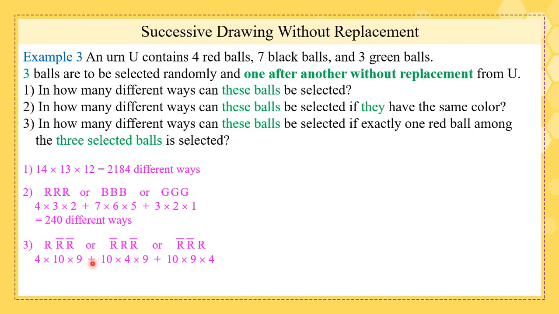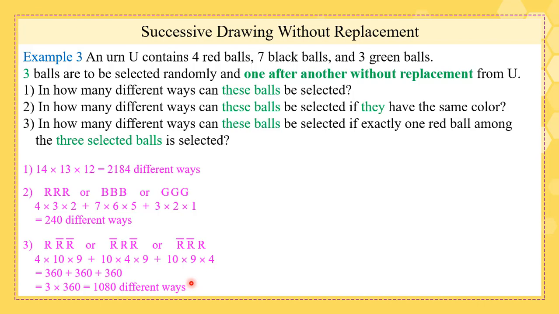Now OR, which is a plus. The first ball could be non-red, so 10. The second one is red, which is 4, and the third is non-red, which is 9. And similarly for the third case. And this would be nothing but 360 plus 360 plus 360. And we all know the relation between addition and multiplication. So 360 plus 360 plus 360 is nothing but 3 times 360, which is 1080 different ways.